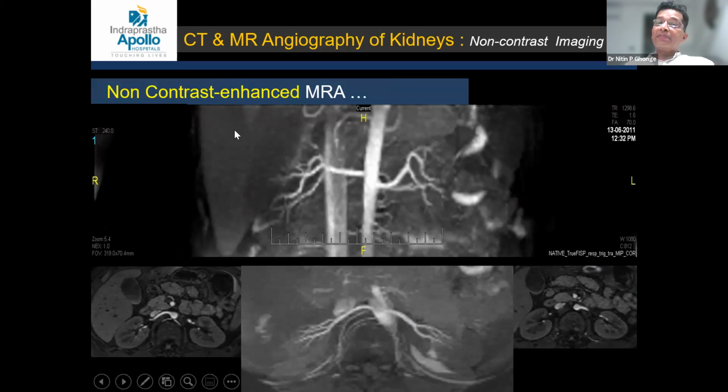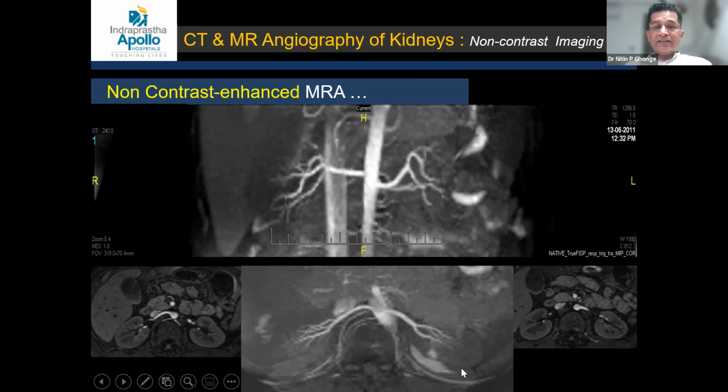Apart from that, another important modality which you should be aware of is non-contrast enhanced MR angiography. CT always requires contrast for angiography, but MRI angiography can still be performed without the need for contrast, and is particularly useful in patients with CKD. And this is the example where this angiography is performed for the right kidney and the left kidney.